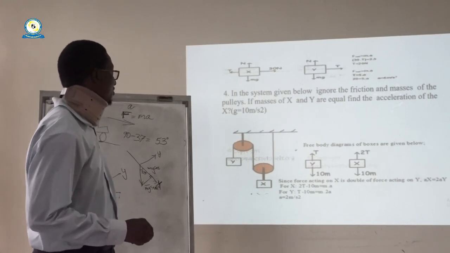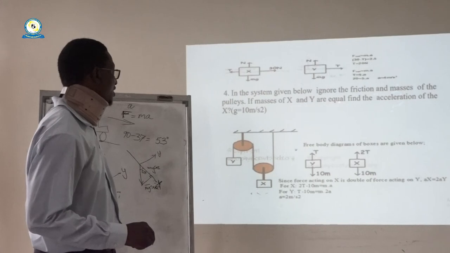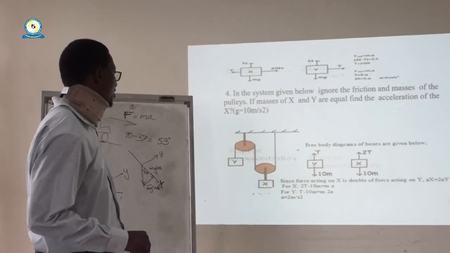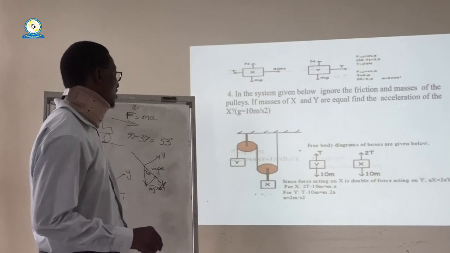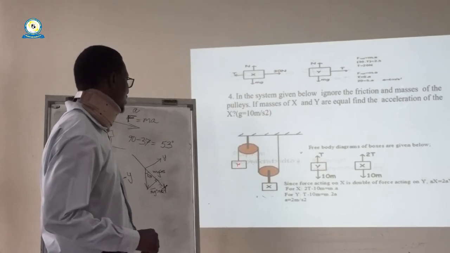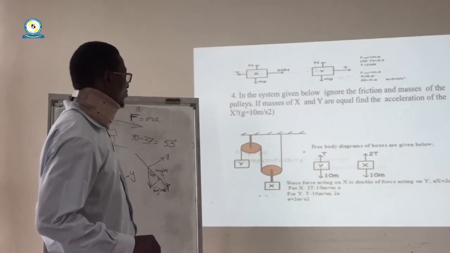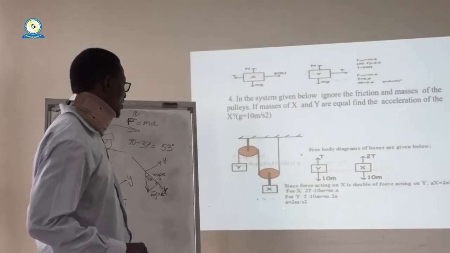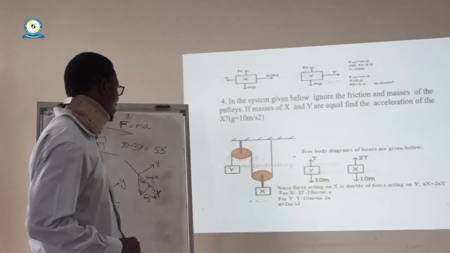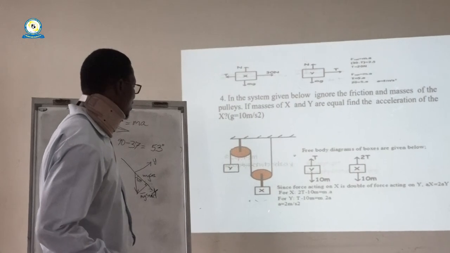Another question: in the system given below, ignore the friction, it means frictionless, and the masses of the pulleys. If the masses of X and Y are equal, find the acceleration of the body X. Same trick, the free body diagrams of the boxes are given below. This one has tension and weight, and here is tension, weight, and here is tension. The direction you find here, it goes down, maybe this one goes down, or sometimes up. You choose the direction of motion, it means observation, possible it's going down or up.